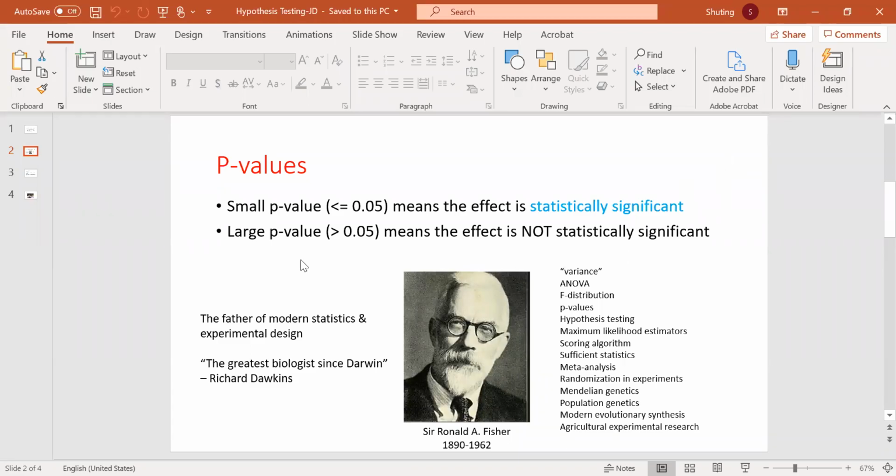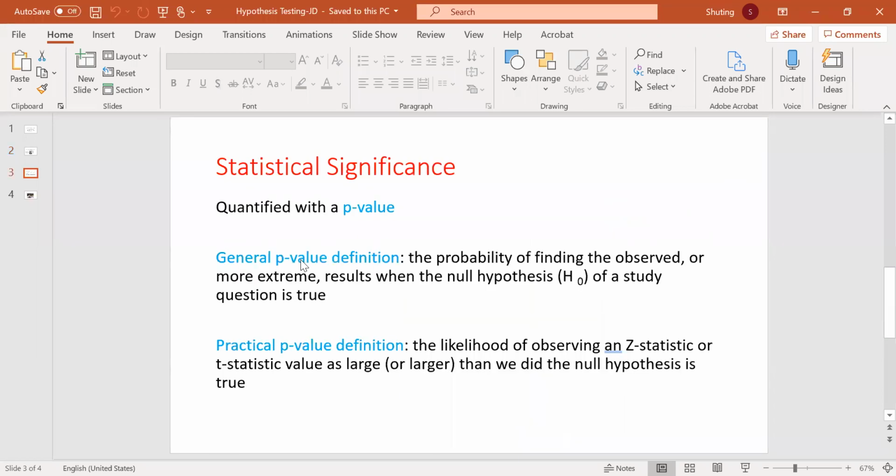So last time we talked about how to find the p-value. Remember the slide that we have seen? If the p-value is small, that means the result is statistically significant. If the p-value is large, that means the result is not statistically significant.